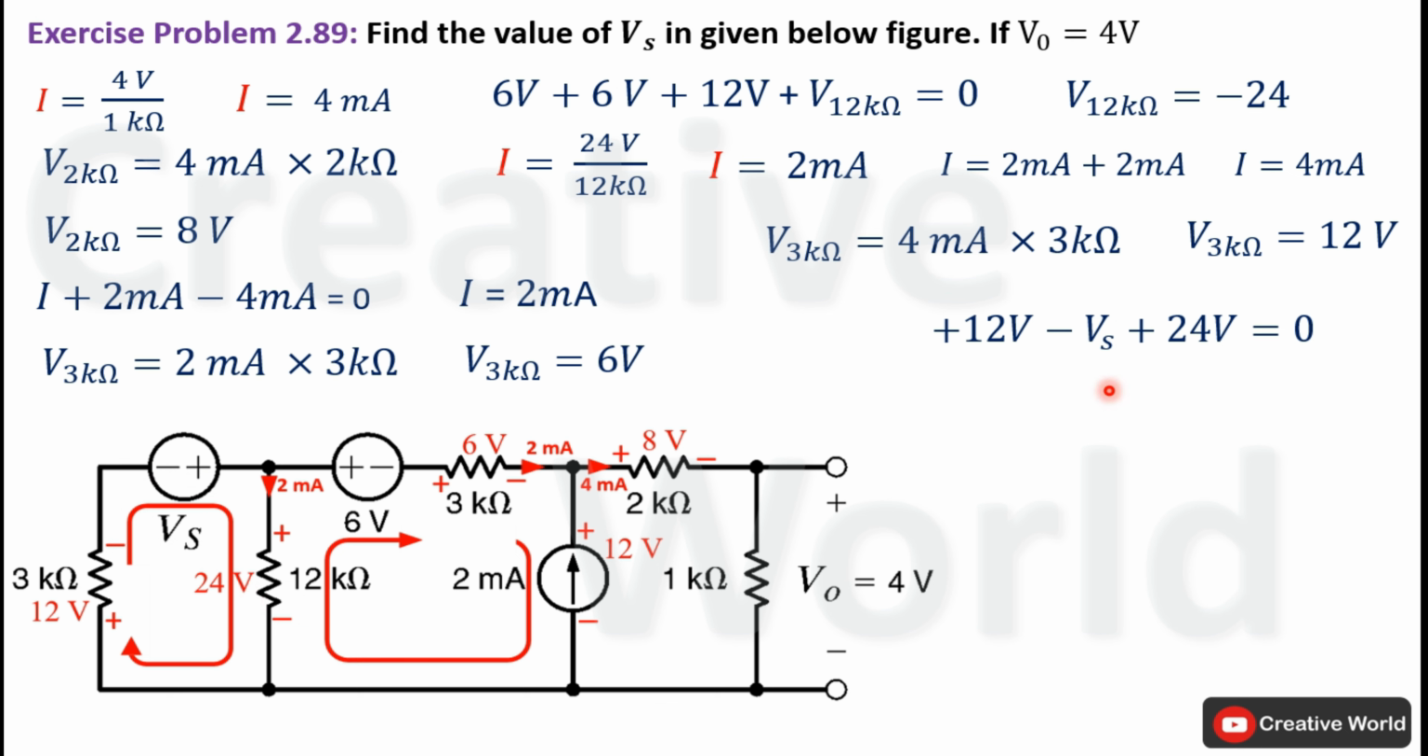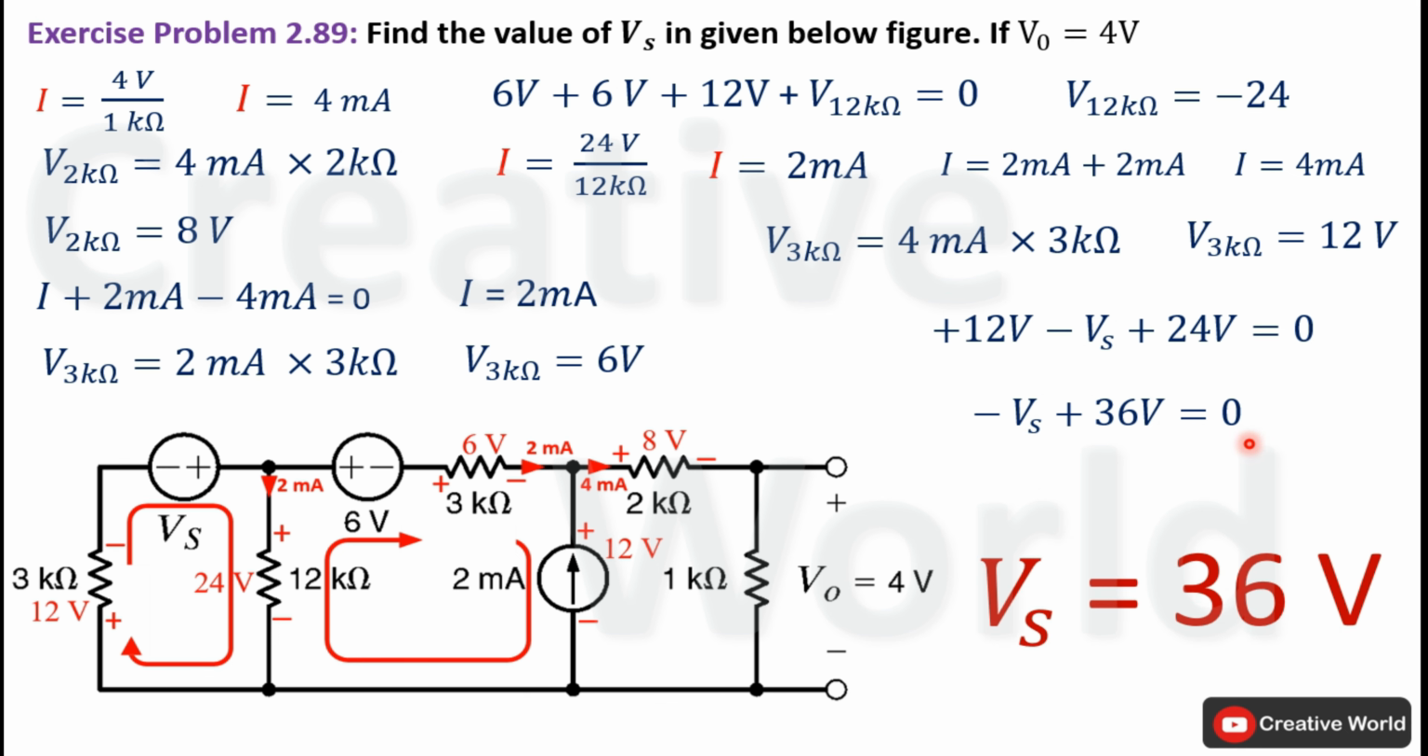Solve this equation. Add 24 volt and 12 volt together, it will become 36 volt, and place minus Vs on the other hand side of equal to calculate its value. That will become 36 volt. So the value of voltage Vs inside this network is 36 volt.